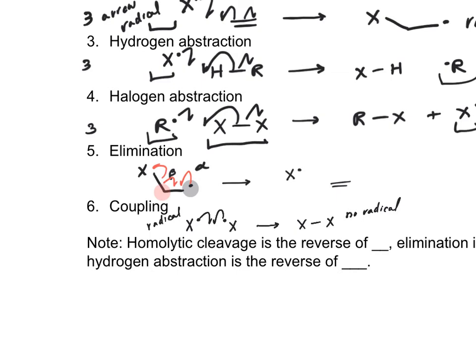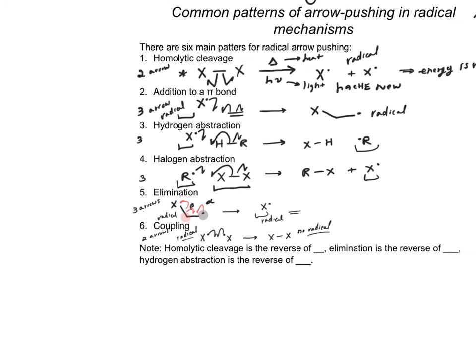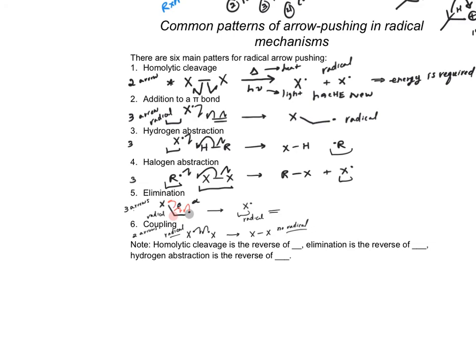And so this guy has 2 arrows. Again, we enter with a radical, but there are no radicals at the end. This guy uses 3 arrows. We do enter with a radical, and we do have a radical still left at the end. Okay, so those are the 6, right? Again, that's a lot. It seems like a lot, and it is a lot.